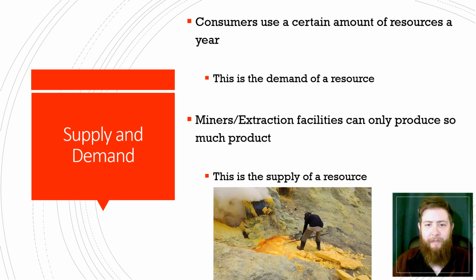When we talk about these things, we talk about a certain amount of supply and a certain amount of demand. Every year we use a certain amount of resources. This is our demand for that resource. And every year when we mine or extract things, we can only produce so much product. This is the supply of that resource. This guy here has a very finite supply of the sulfur that he's mining there.